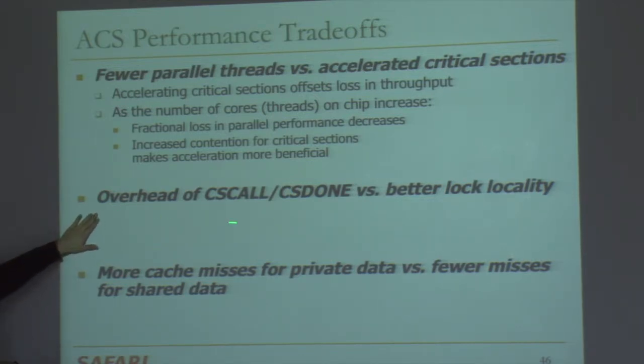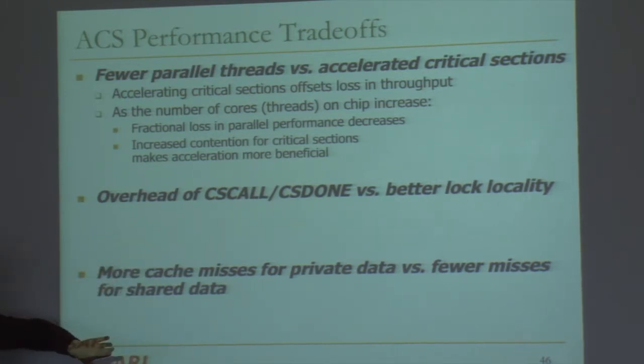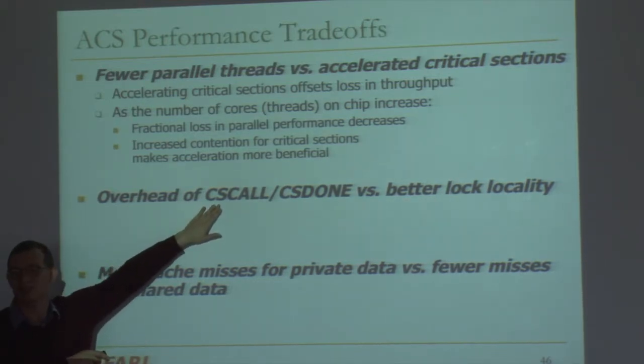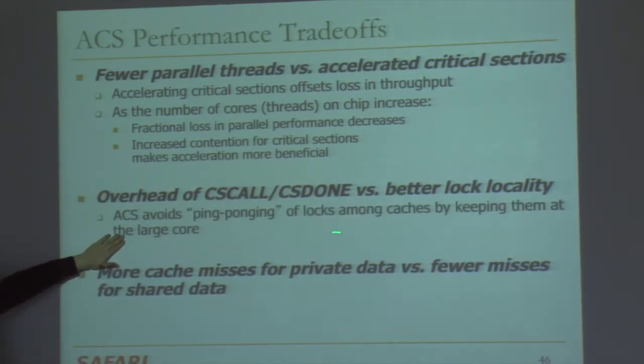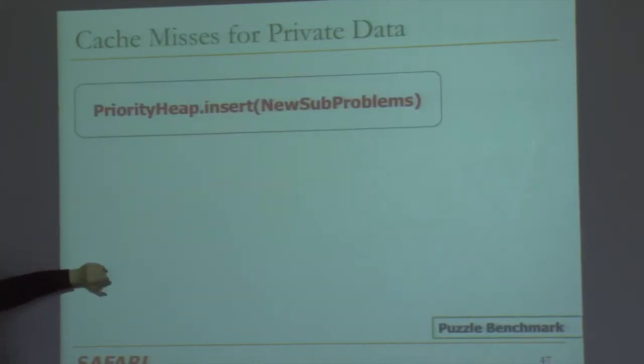So you get the overhead of critical section call and critical section done, because those need to be communicated. But you offset that with better lock locality. Well, what does this mean? Basically, if you have all symmetric cores, locks need to travel across. You're converting the locks to basically critical section call and critical section done signals. And it turns out avoiding the ping-ponging of locks is better, because you keep them at the large core.